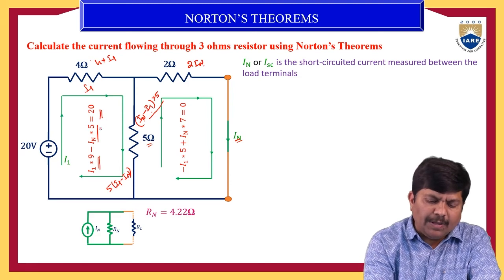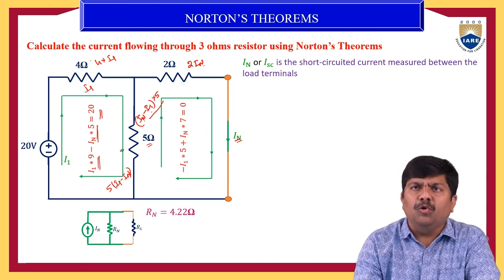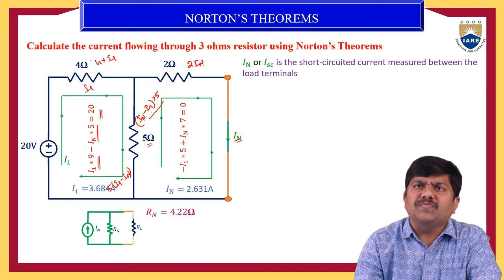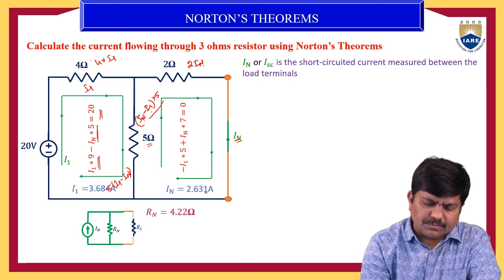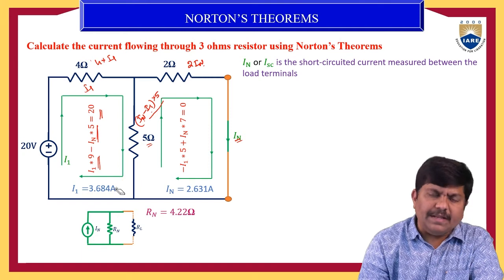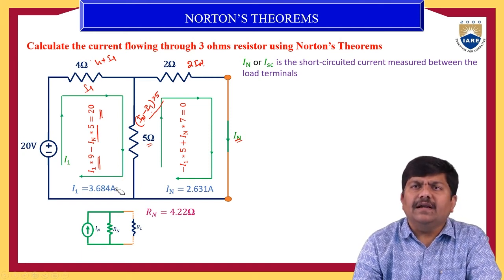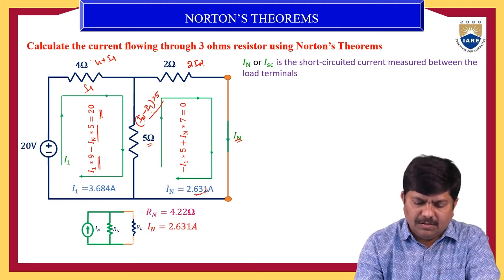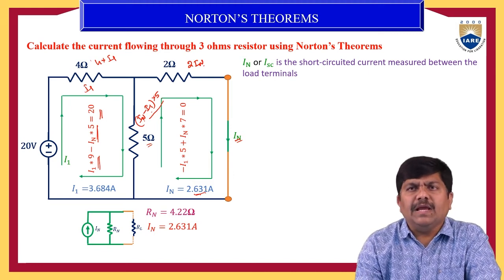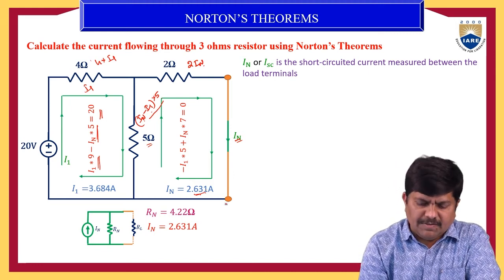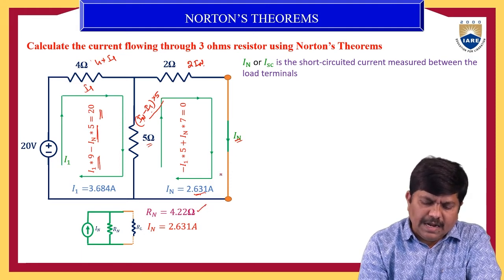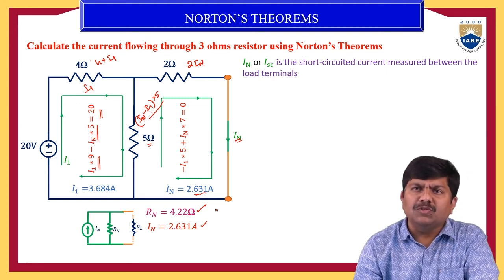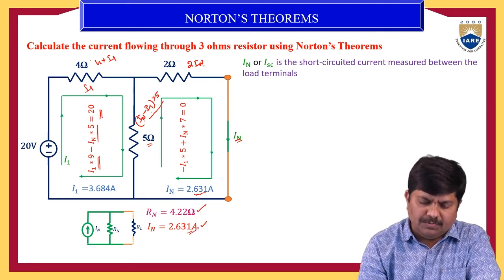By knowing these two loop equations, let us simplify and find the I1 current and IN current. The I1 current is 3.68 and the IN current is 2.631 amps. Like this, we determine the IN current. In the previous slide, we calculated Norton's equivalent resistance, or Thevenin's equivalent resistance, and in this slide we have determined the IN value, that is 2.631 amps.